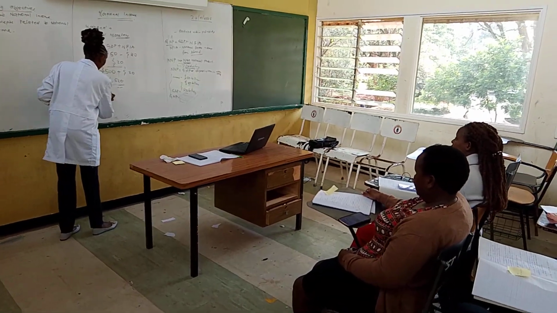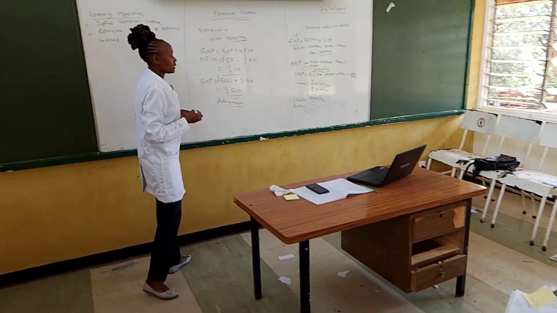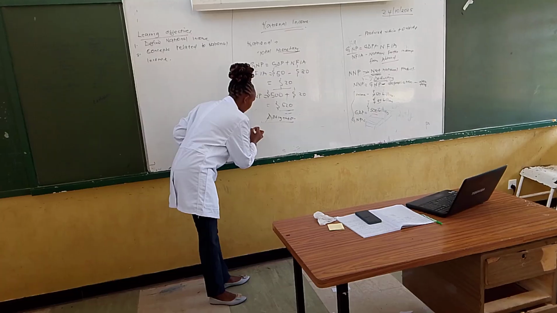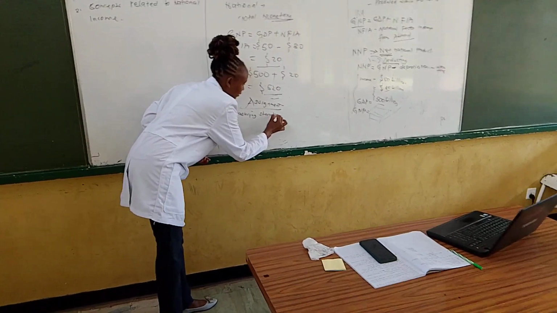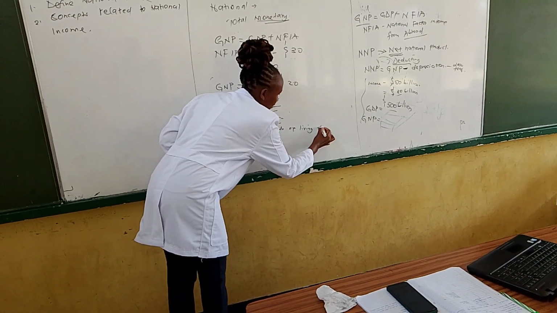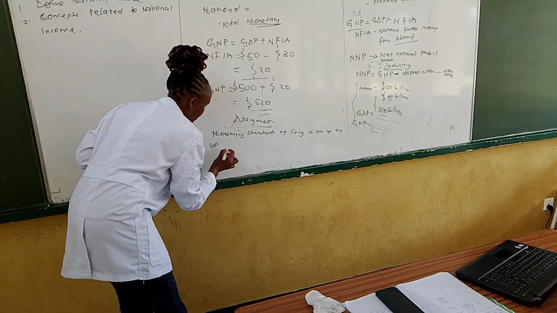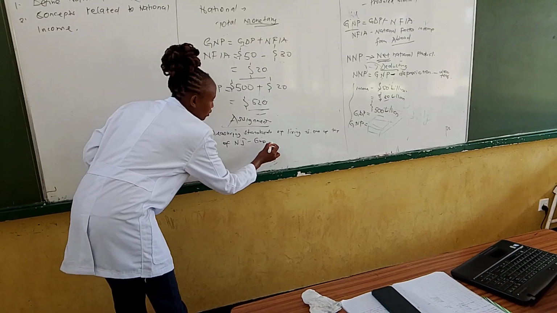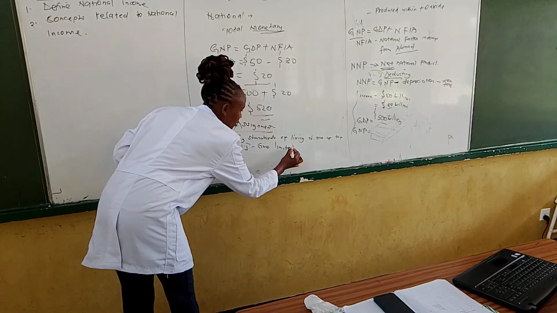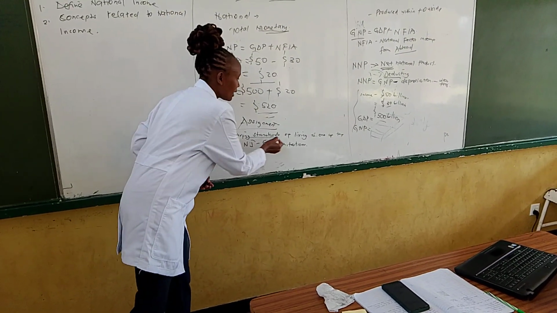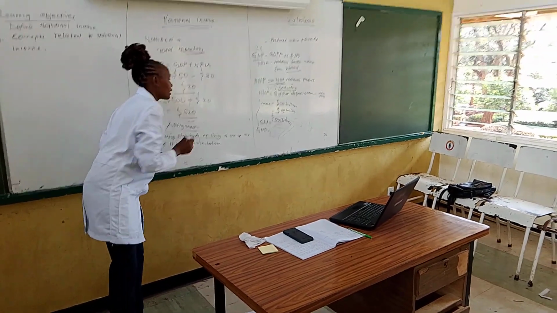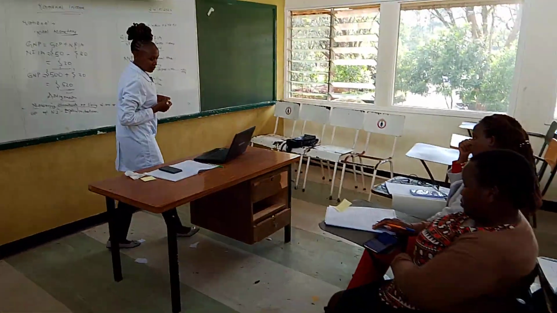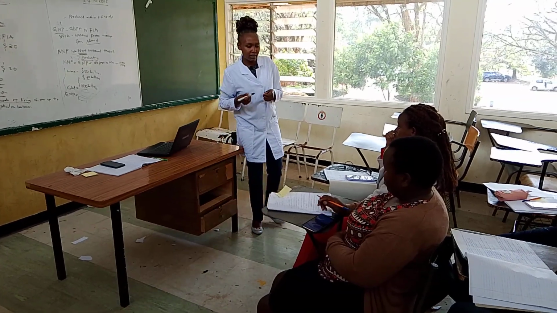So that marks the end of our lesson for today. But before we end the lesson, there's an assignment for you. Measuring standards of living is one of the uses of national income. Give the limitations of using national income to measure the standards of living. We shall meet in the next class, and this assignment will be submitted before that date.